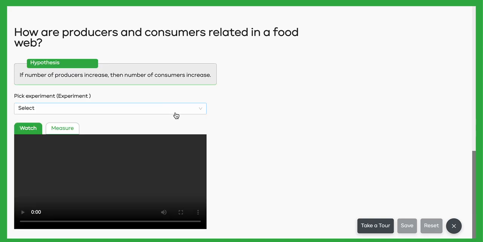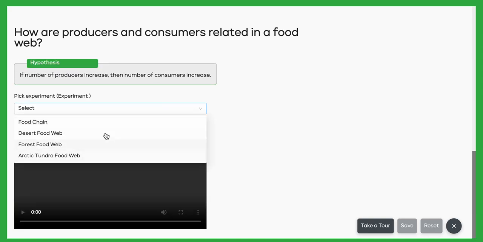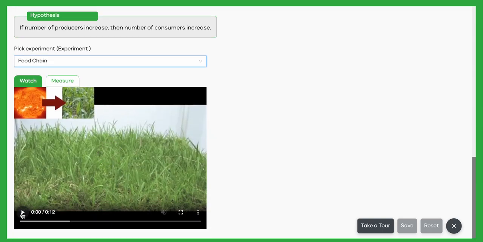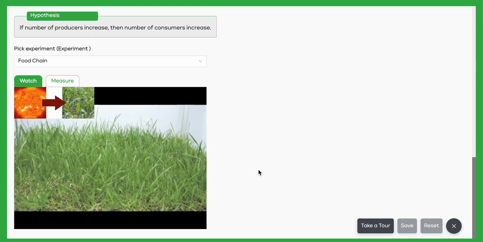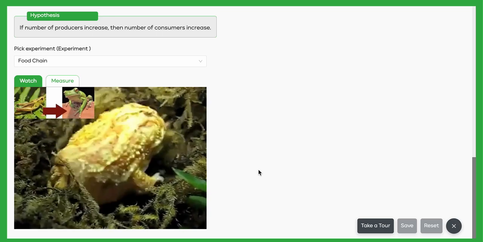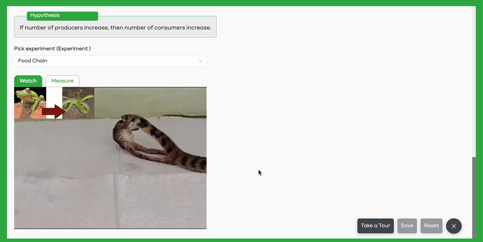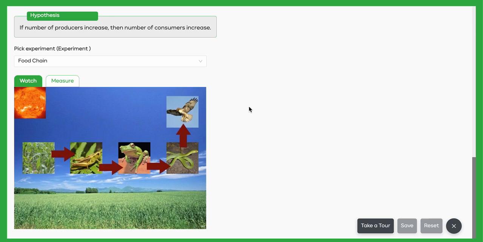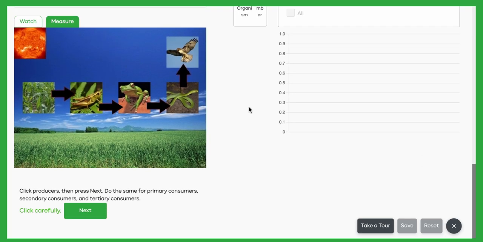And then we're going to look at some different food webs down below: the chain, the desert, the forest, and the Arctic. So I'm going to pick that food chain just to start. Pressing play lets me see a video of how the food chain works. There's some grass, a grasshopper, frog eats the grasshopper, snake eats the frog, and last, the hawk eating the snake. So we do have a definite setup here with how these organisms interact.